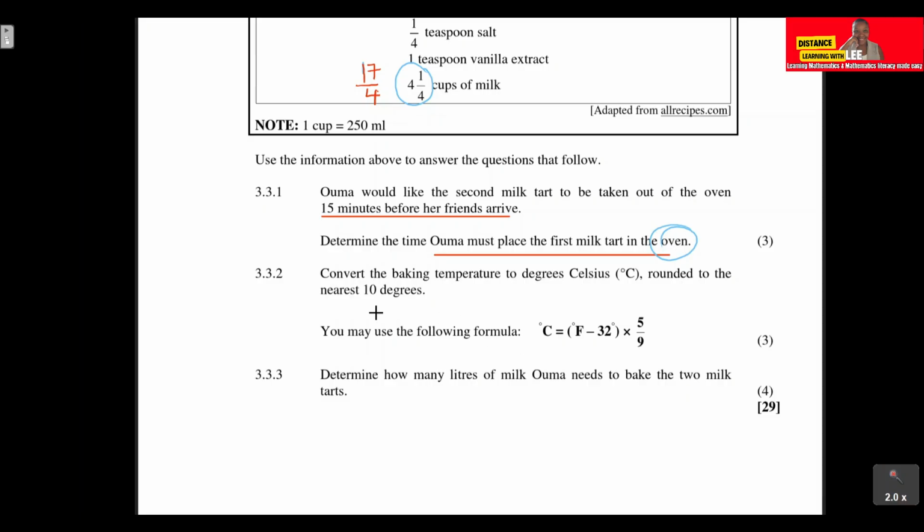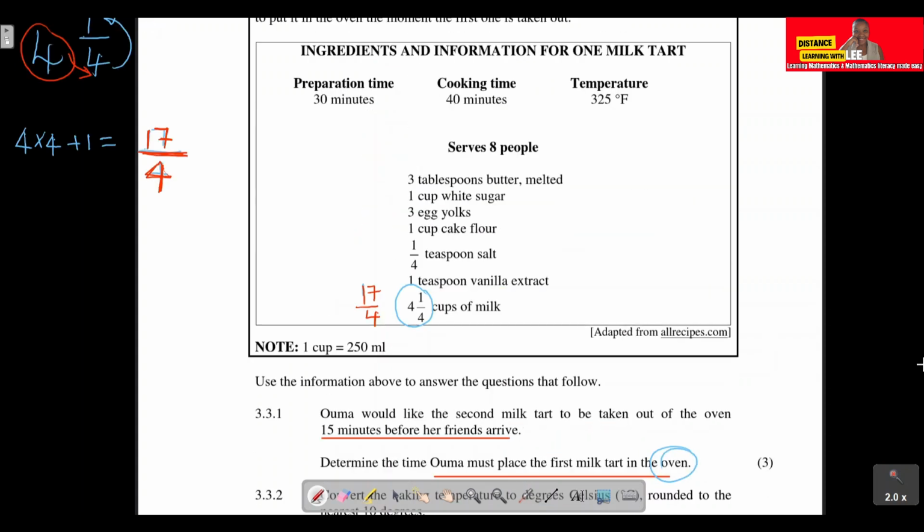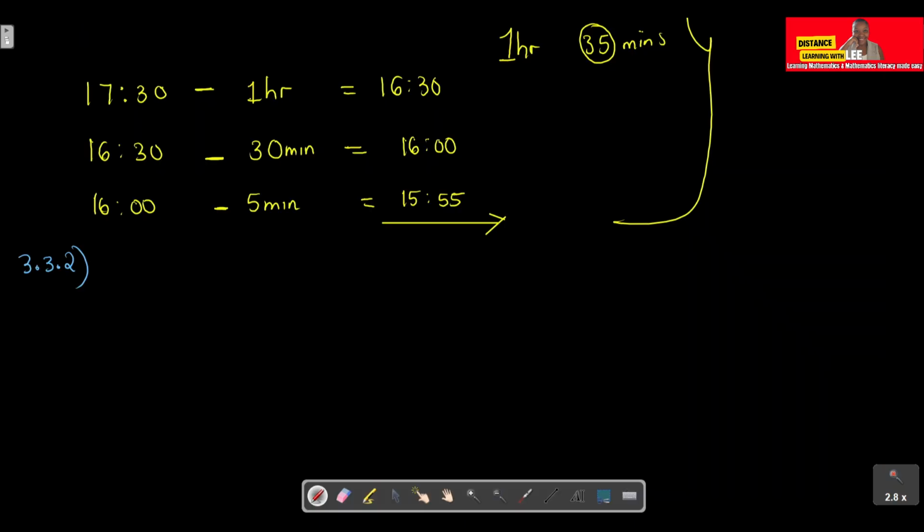Okay, that is it. Let's have a look at question 3.2.2. Question 3.2.2 says convert the baking temperature to degrees Celsius rounded to the nearest 10 degrees. So it's not the nearest degree, but the nearest 10 degrees. We're given a formula that we are supposed to use. So I'm just going to take this formula and write it down. We already know that we want to convert 325 degrees Fahrenheit into degrees Celsius.